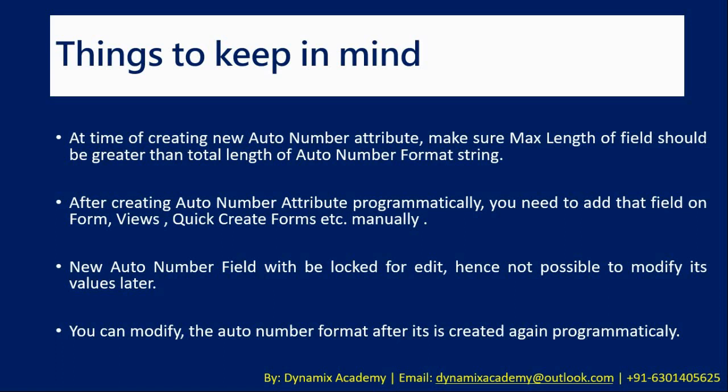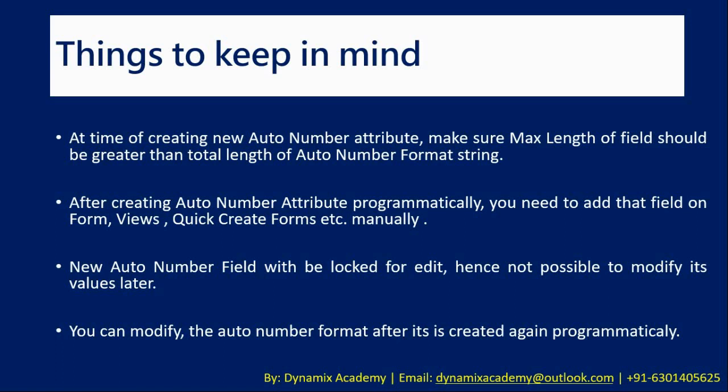This thing you need to keep in mind because the field will get created but the records will not be getting created because of that issue. You will get runtime errors whenever you are trying to create a new record because the length of the actual number format will be generated at runtime, not at the time of creating that field. So you need to keep in mind the total length should always be greater than the length of the auto number format that you have chosen.